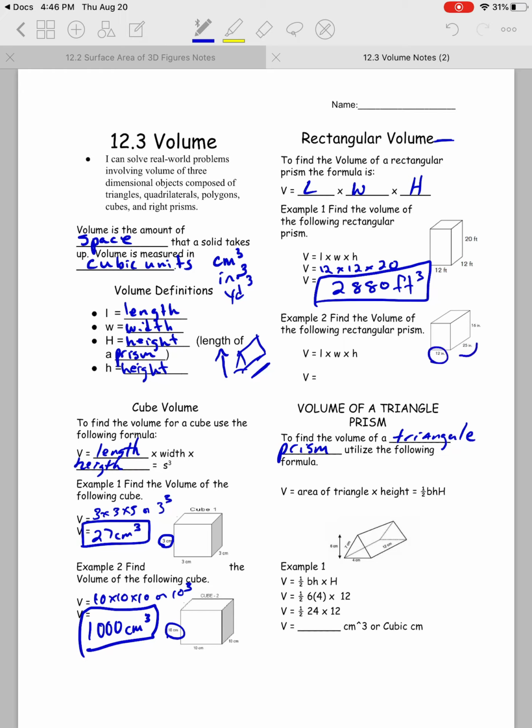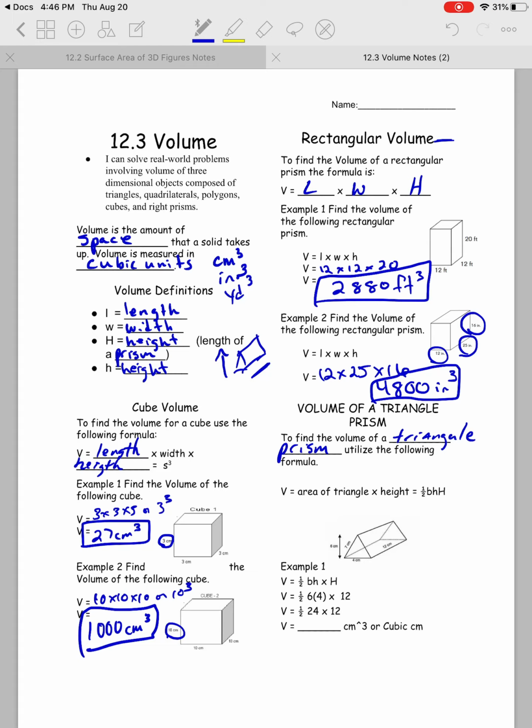We'll do one more. 12, 25, 16. 12 times 25 times 16. What do you get? You should have 4,800 inches cubed.